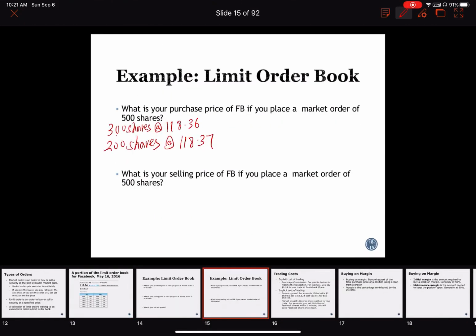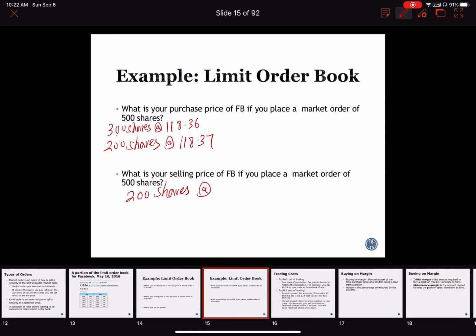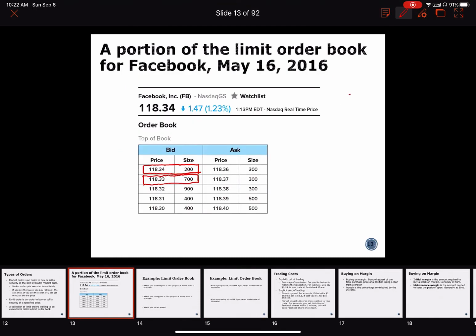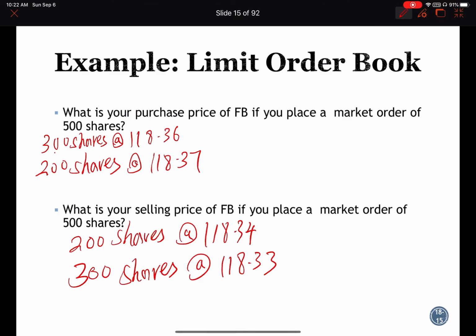So you will sell 200 shares at this higher price, which is 118.34, and you will sell additional 300 shares at the lower price, which is 118.33. Again, you can calculate the average selling price if you wanted to, right? It's just this weighted average price.